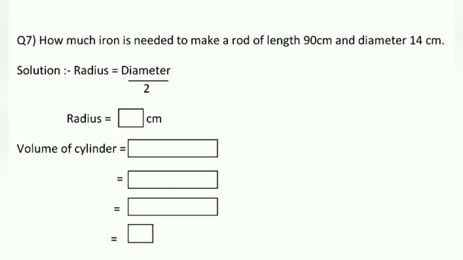And then you have to find out the volume of the cylinder. What is the volume of a cylinder? Pi r square h. Radius we got. Pi value is 22 upon 7. What about h? The length given is nothing but the height they have meant here. So length is 90. That only you are going to write as height, 90. Substitute the values and solve.